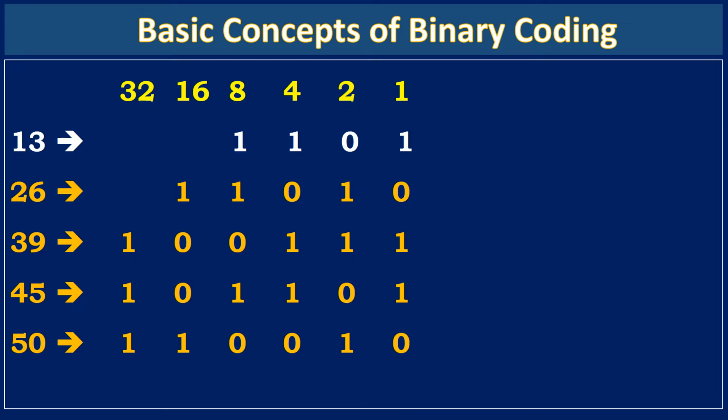Repeat the process with the next largest power of 2 that is less than or equal to 5, which is 2 power 2 equals 4. Include this power of 2 in the binary number and subtract it from 5 to get 1. Continue with the next largest power of 2 that is less than or equal to 1, which is 2 power 0 equals 1. Include this power of 2 in the binary number and subtract it from 1 to get 0. So, the binary representation of 13 is 1101.